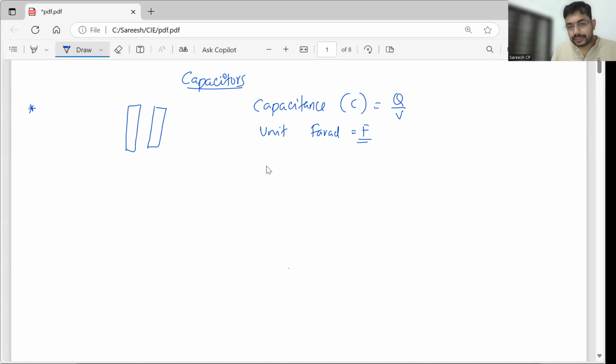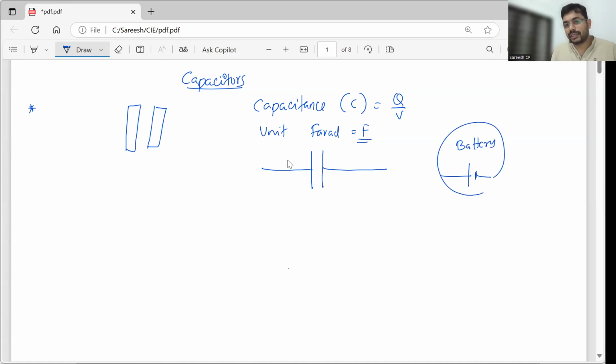A capacitor is represented by two parallel lines. So this is exactly a capacitor, but if one of the lines is smaller, then it's a battery. So make sure that you are using the correct symbol. This symbol is used to represent a capacitor.